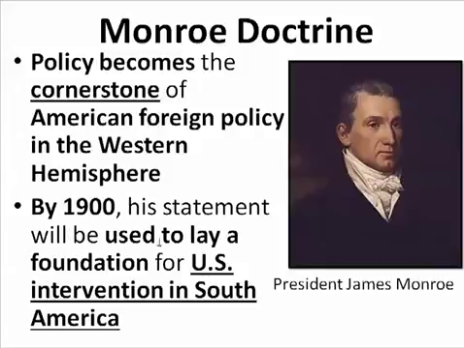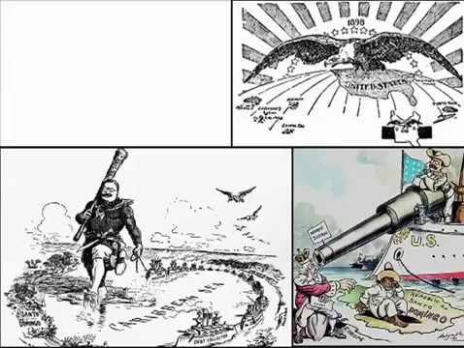And by 1900, his statement will be used to lay a foundation for U.S. intervention in South America. And in 1900 or 1898, President Theodore Roosevelt is going to use the strong Navy and the Monroe Doctrine to add what became known as the Roosevelt Corollary, to actually go into Latin American areas and intervene there.